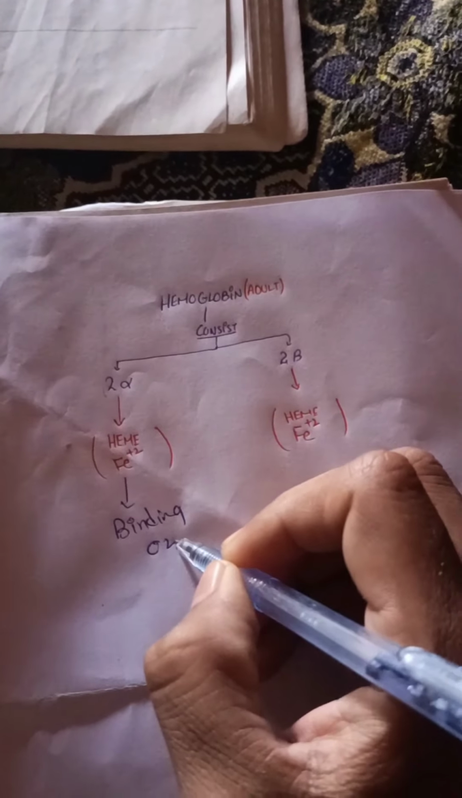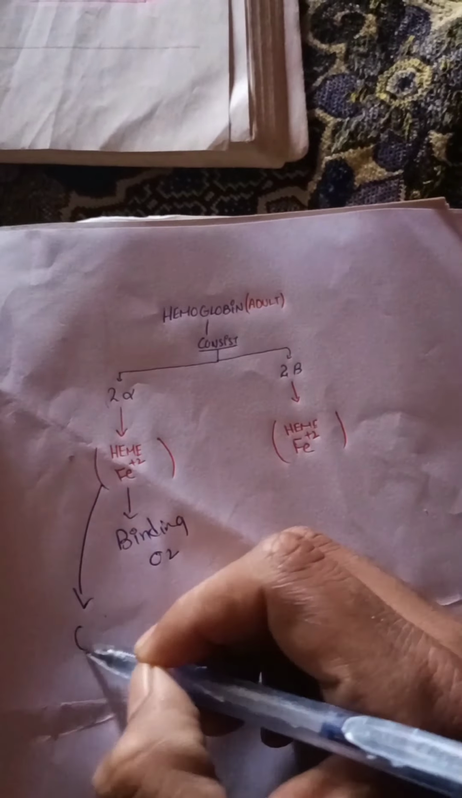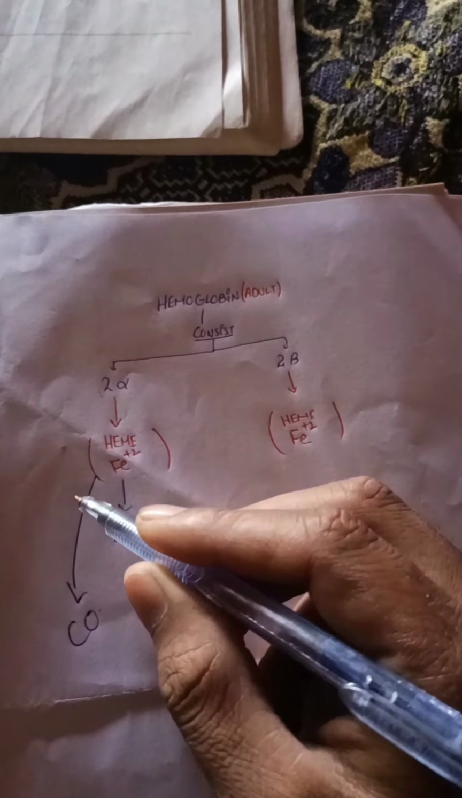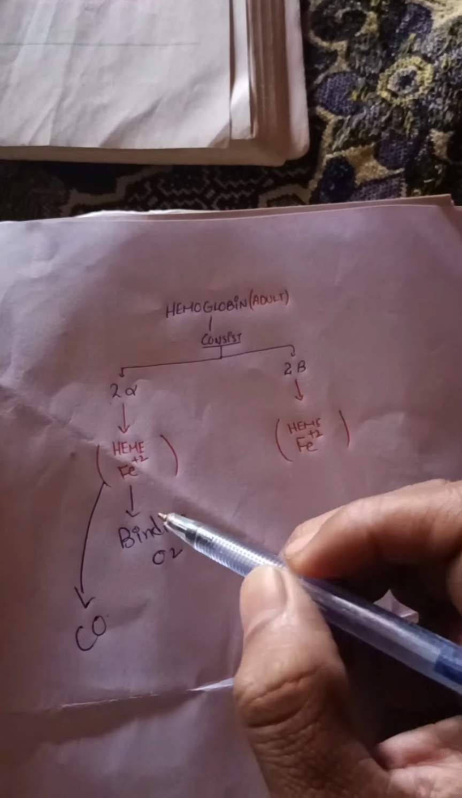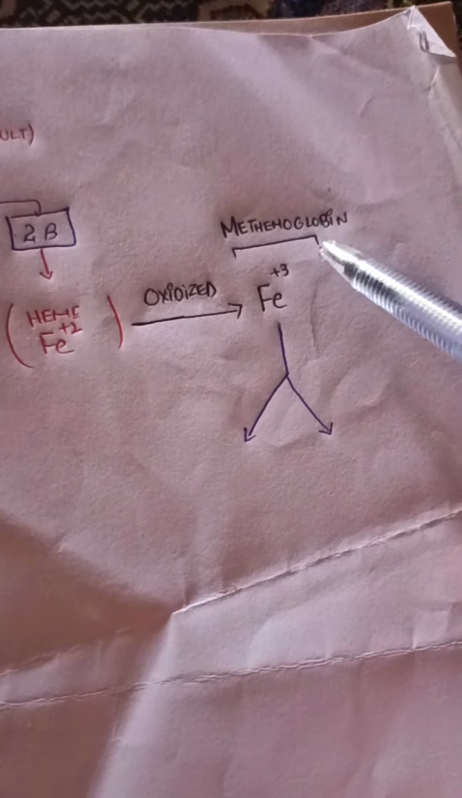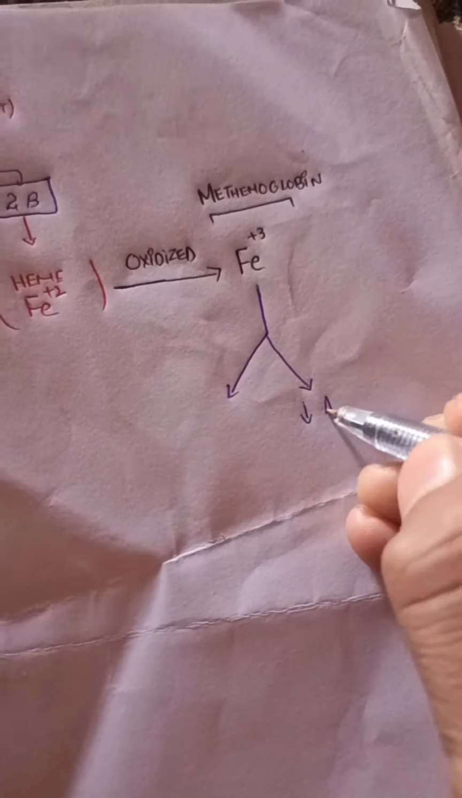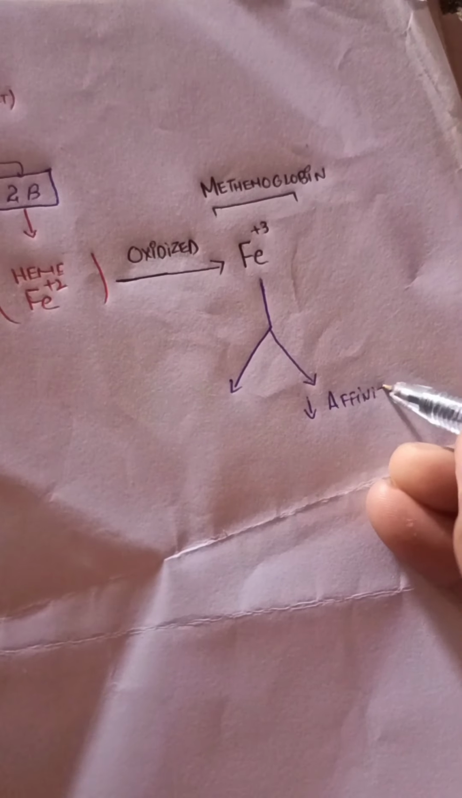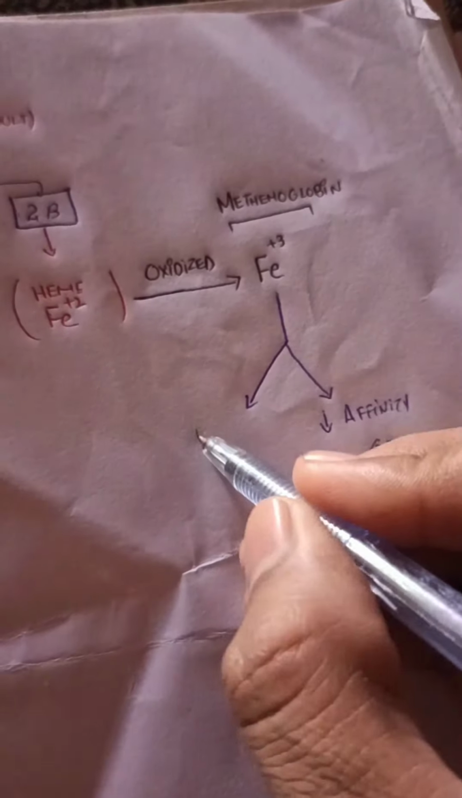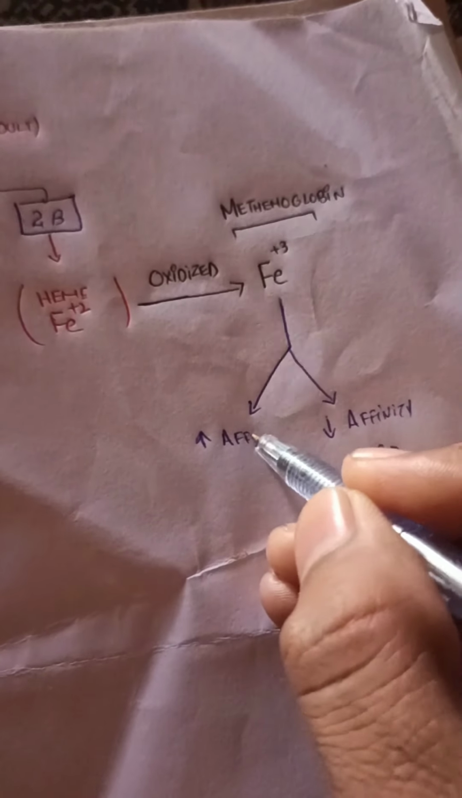This is also the binding site for carbon monoxide. Basically, carbon monoxide competes with oxygen for the binding site. When this ferrous form of heme is oxidized into the ferric form, which is present in methemoglobin, this ferric form has decreased affinity for O2 and increased affinity for cyanide.